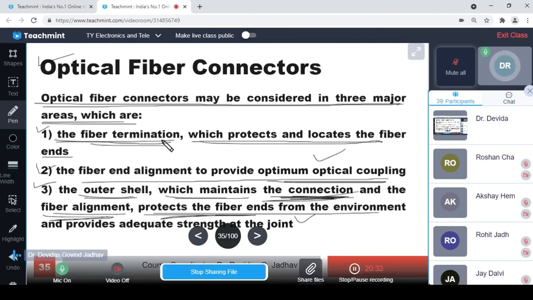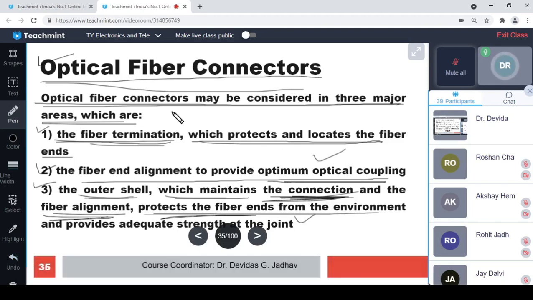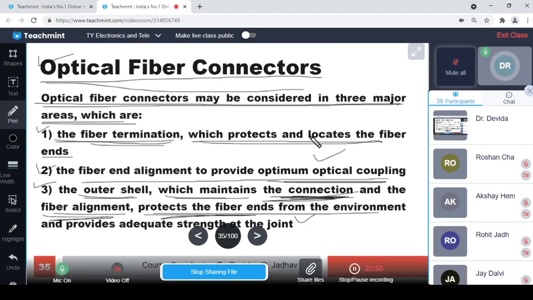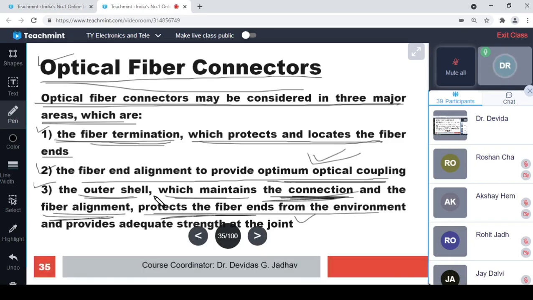So these are the optical fiber connectors, which have major areas where they can be used. Where fiber termination is there, the connector is used. Where fiber alignment is required for optimum fiber to fiber coupling, connectors are used, and the outer shell maintains all these. So all the connectors are used fiber to fiber.